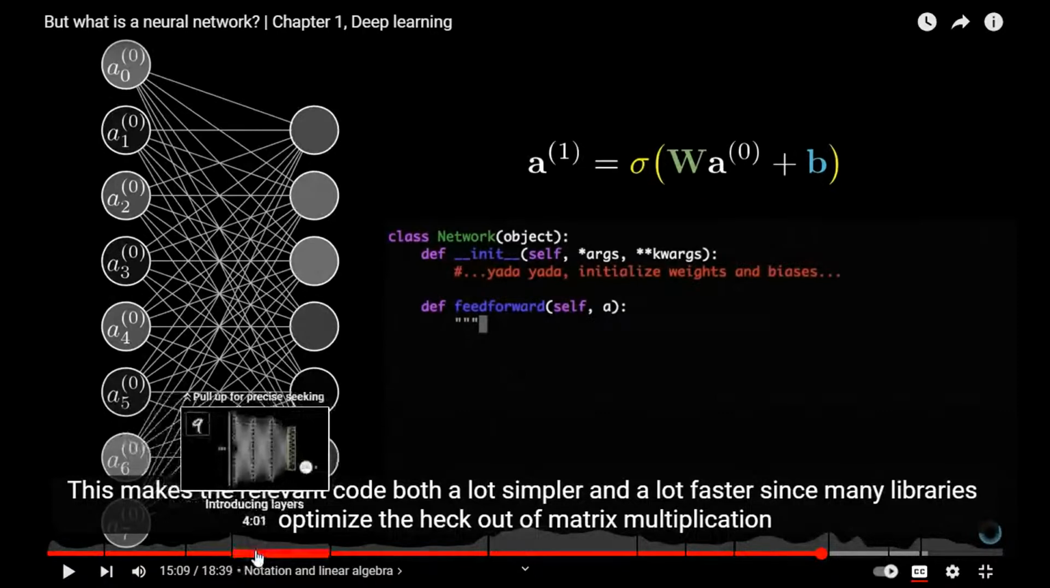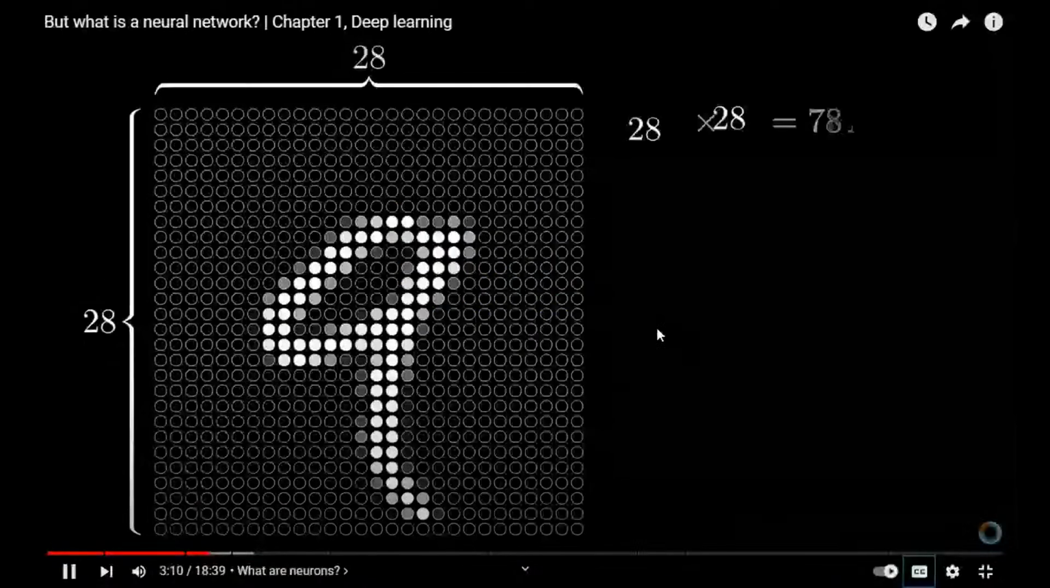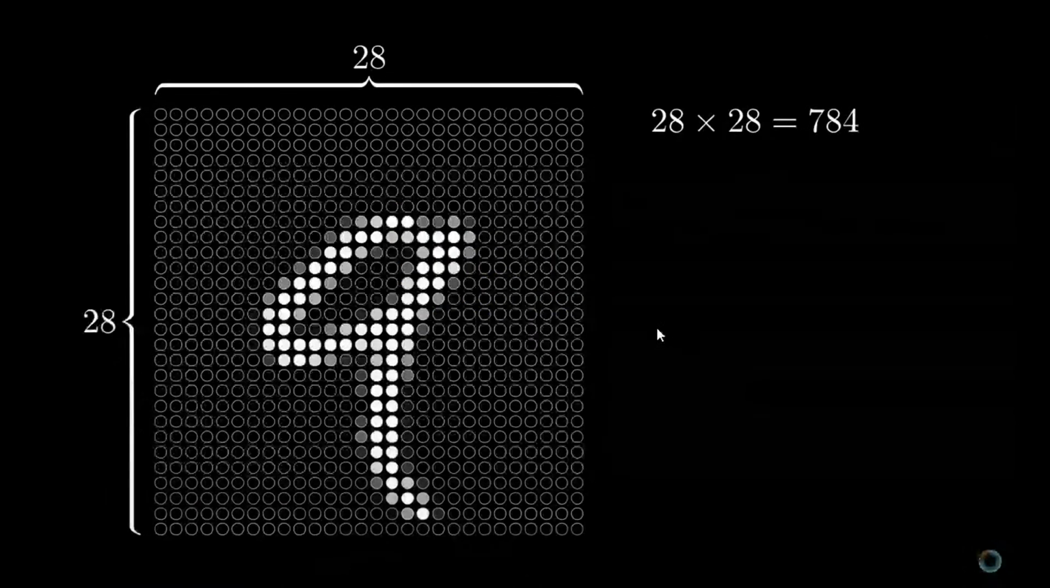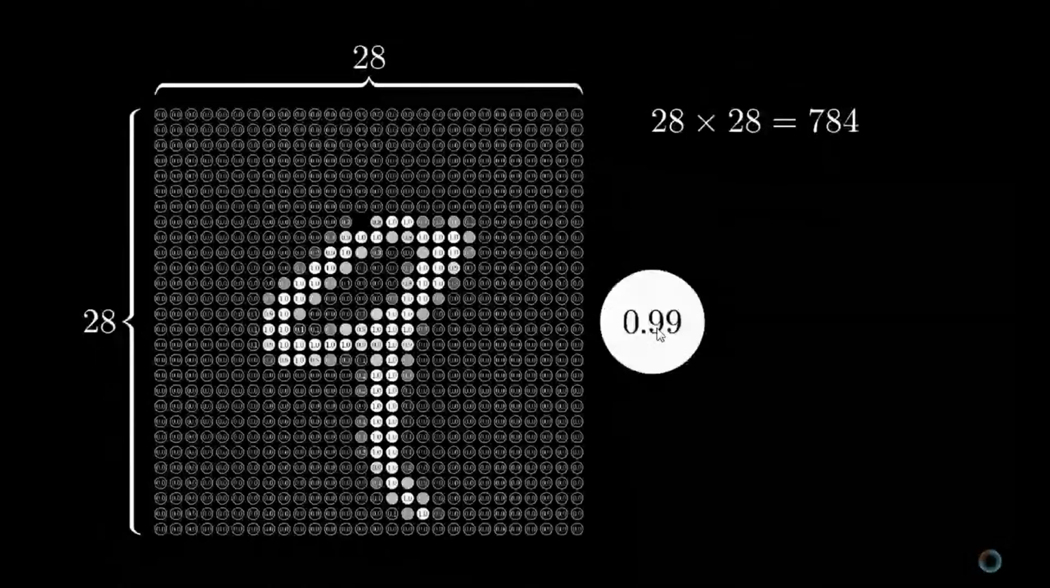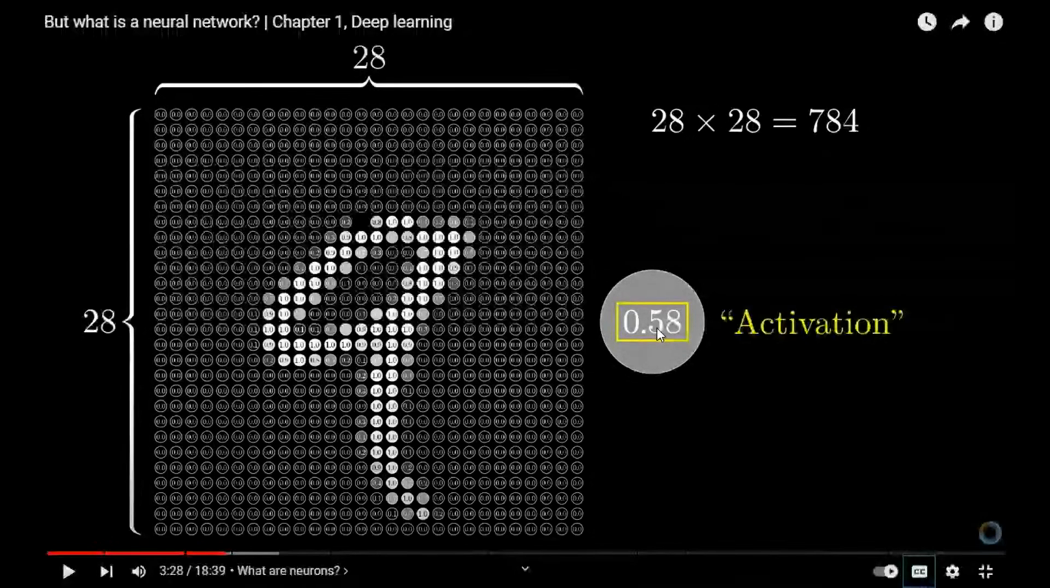You can understand this, right? A photo of mine, divided into pixels. This is the activation. So whatever values we have, A, that is my activation.